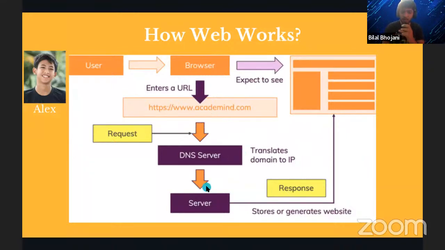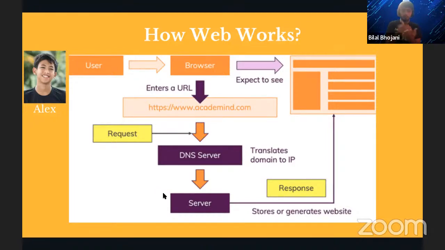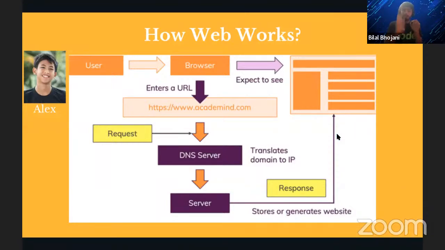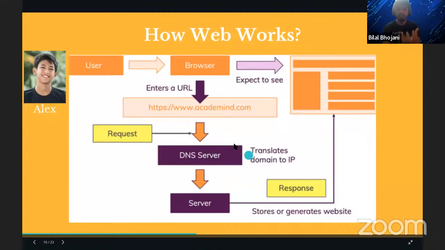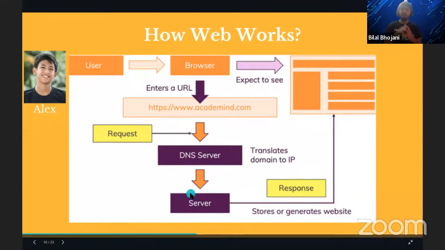Once that ID is available, it will go and search in the web. This server here is like a big web. DNS will check for that IP address. If that IP address is available, it will give the response, or store or generate the website. So whenever I type something and hit enter, before we see the output, internally DNS is working. Your protocols are there to communicate between the systems. You have a DNS server from where your domains get converted into IP. Your server is there, basically a worldwide web.